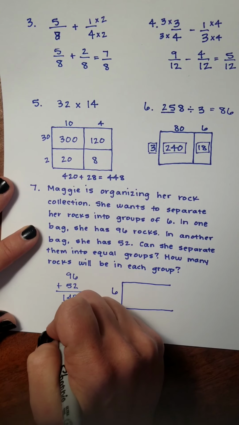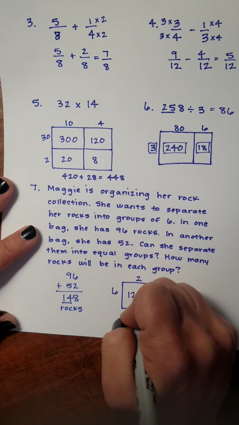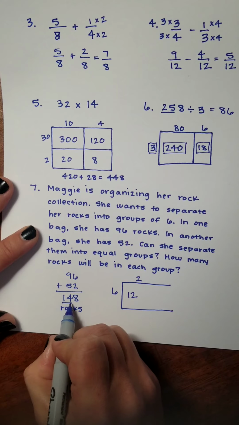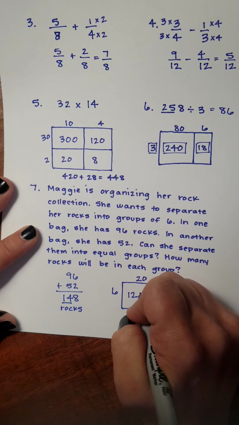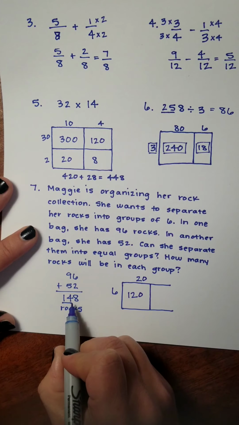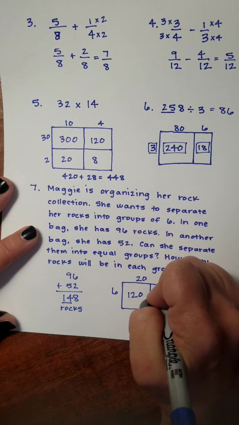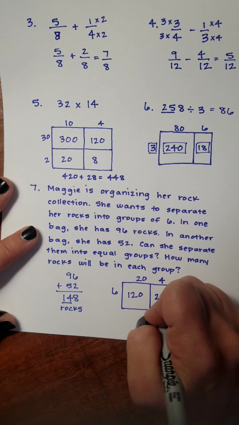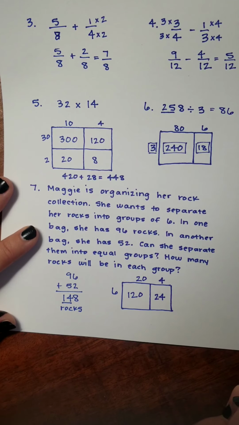6 goes into 14 2 times. Remember, this is really not a 14, it's 140. So I'm going to add a 0 up here and add a 0 here. And then I have 28 left. So 6 goes into 28 4 times, and the answer is 24. There we go. And we have 4 extra rocks.